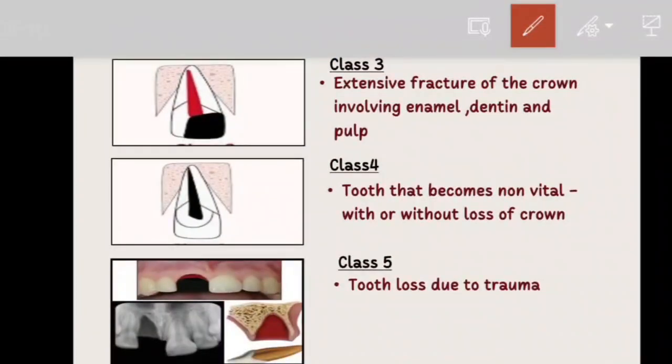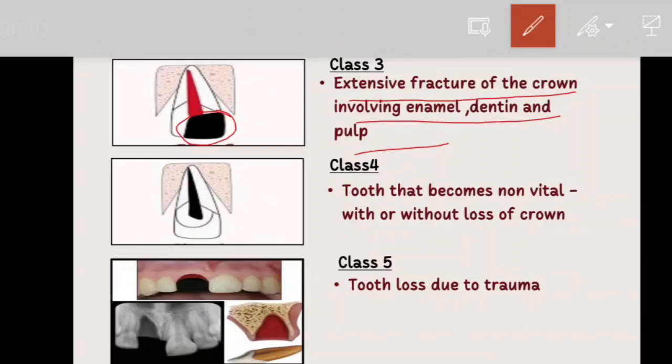Now class 3rd is enamel, dentine and pulp. So class 3rd, that is extensive fracture of the crown involving enamel, dentine and pulp. So in this diagram the red pulp is clearly visible, which means pulp exposure. So exam point here is pain is present, risk of pulp infection and immediate treatment required.